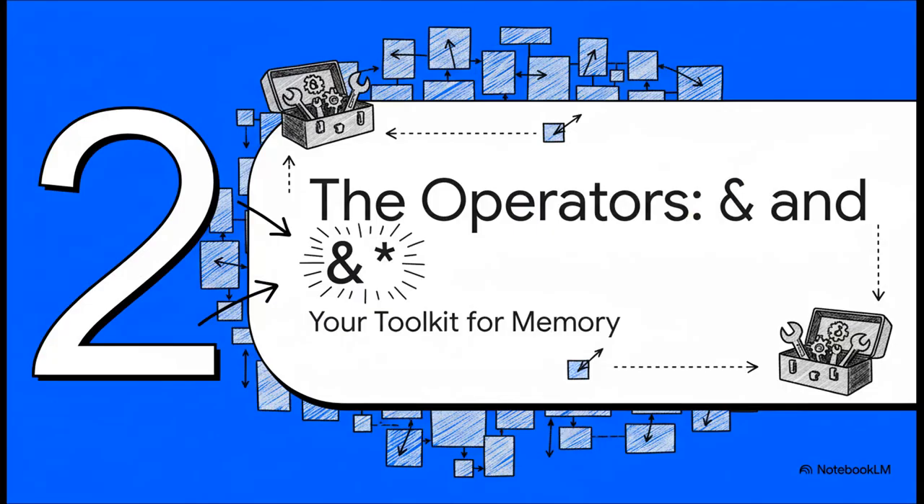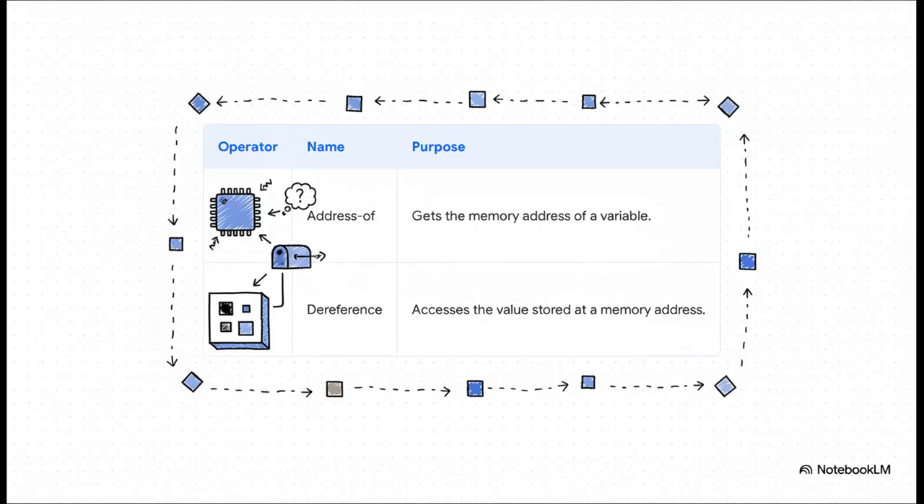Okay, so we've got the concept down. Now, let's look at the actual tools. C gives us two very special operators to work with these addresses, and they are basically your entire toolkit for pointers. And here they are. First, you've got the ampersand, &. You can think of this as the address-of operator. It's how you ask the question, hey, where does this variable live?